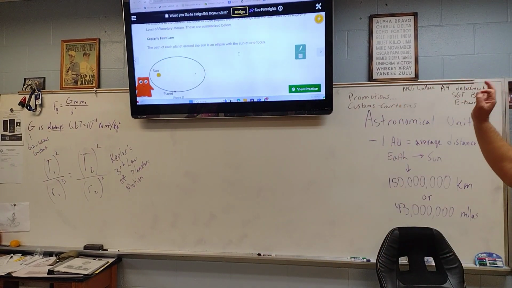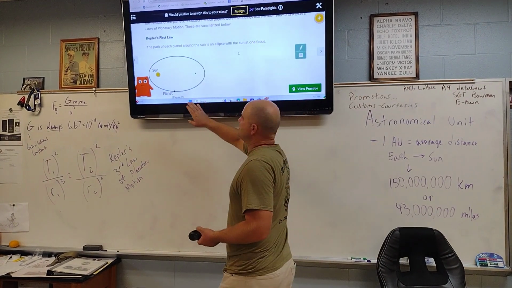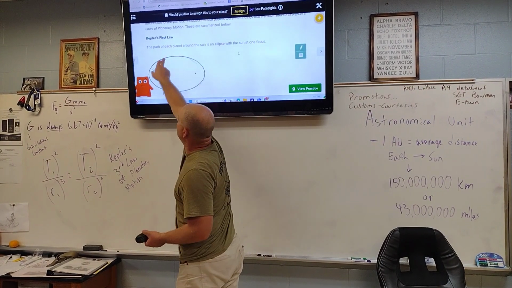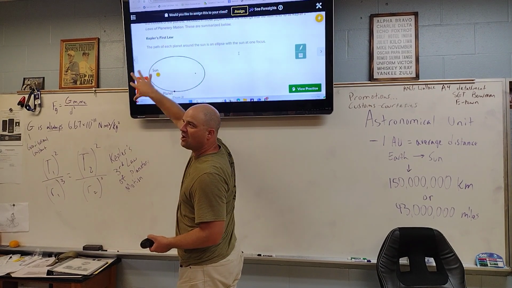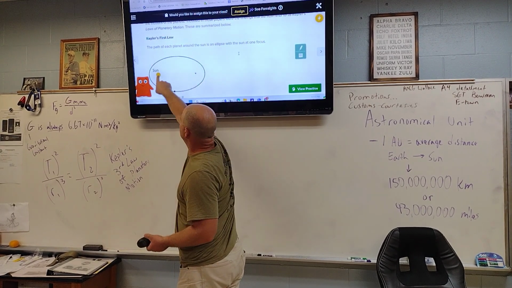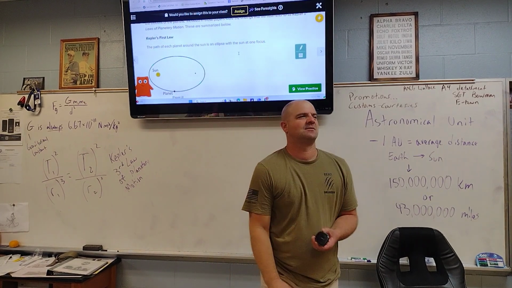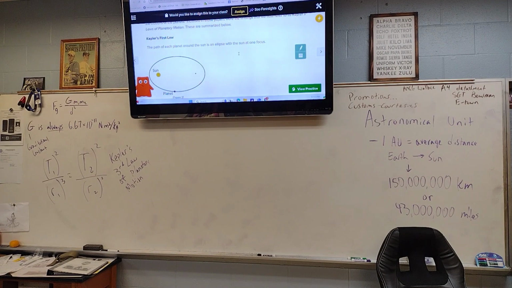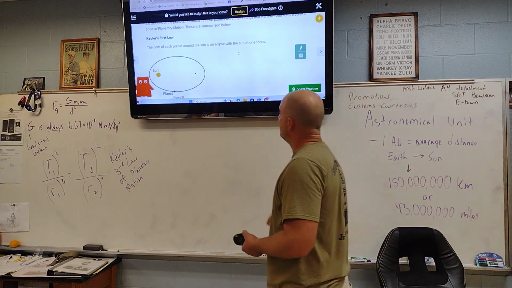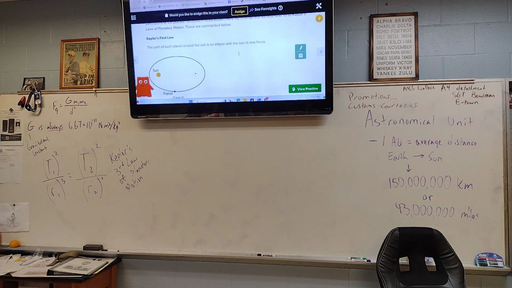So we have a short sentence describing Kepler's first law, and then we have a picture to help us understand. Okay, we've got an orbiting object, and it's orbiting the sun, but because it's an oblong ellipse, there's actually two foci, aren't there? Two focuses. Plural for focus is foci, right? I think. So this little dot there is not an object.